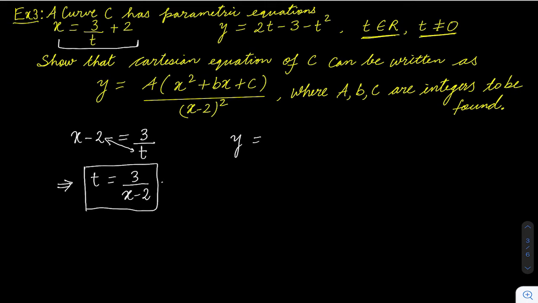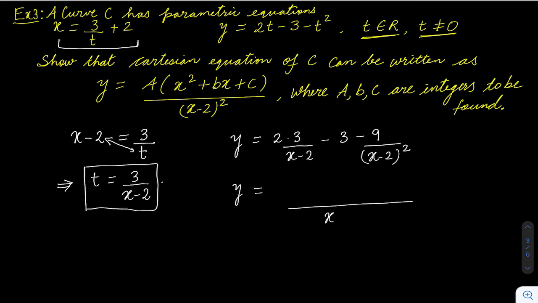Let's see what happens. So y is nothing but 2 times t. t is 3 over x minus 2, minus 3 minus t square. t square means 9 over x minus 2 whole square, because 3 square is 9. So that's why I have written 9. Let's simplify this and see what happens.